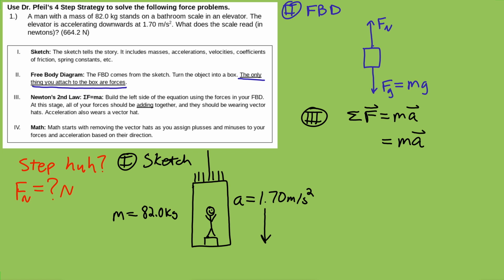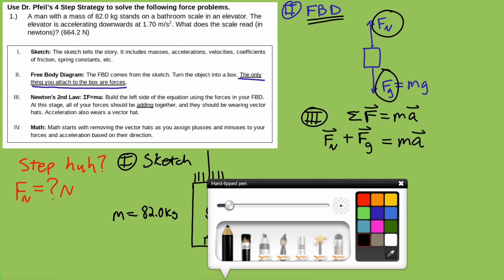And the left side, sigma F. So to figure out what that term is going to be, go back to your free body diagram, grab all of your forces, put hats on them, and plus them together. So this side is going to end up being F sub n with a hat plus F sub g with a hat. So again, very important in this step, all your forces wear hats, and all your forces get plussed together. So regardless of which way they're going, they're all going to get pluses.